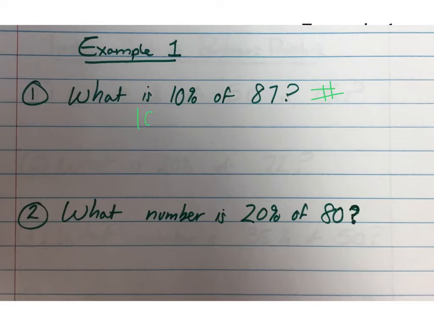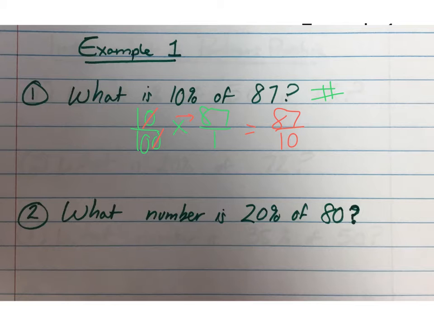So we're writing, what is 10% of 87. Can I simplify this at all? Yes, I can. I can simplify up and down, crossing off a 0 there. Can I simplify further? No, I cannot. I'm going to multiply straight across. 1 times 87 is 87. 10 times 1 is 10.